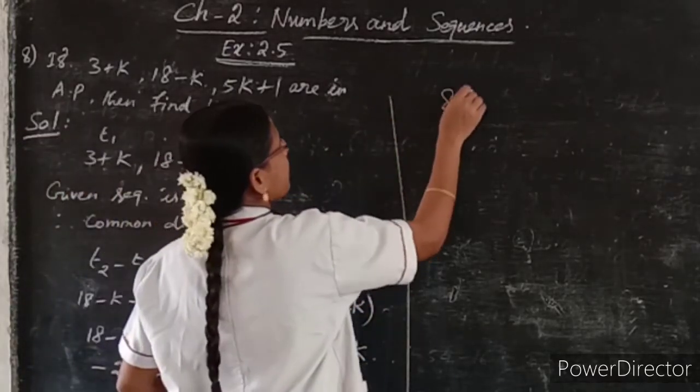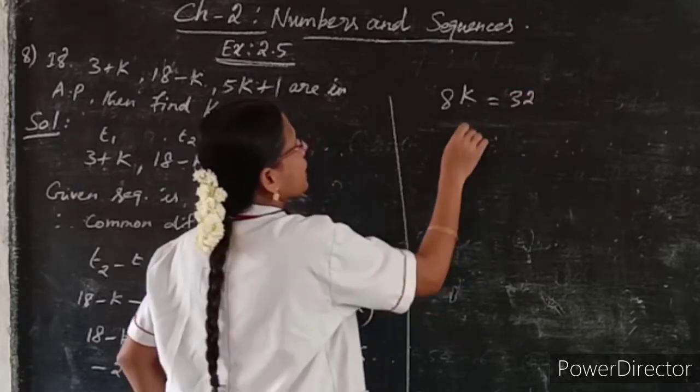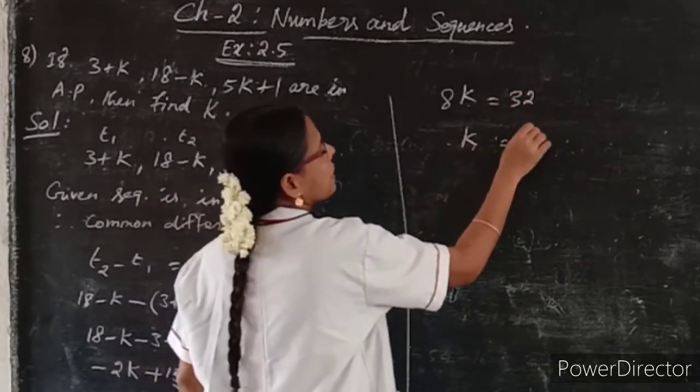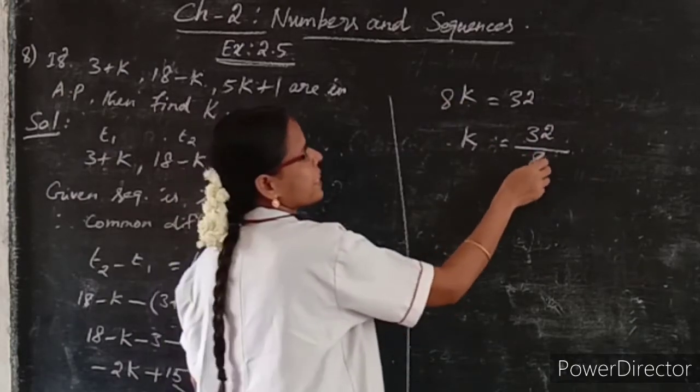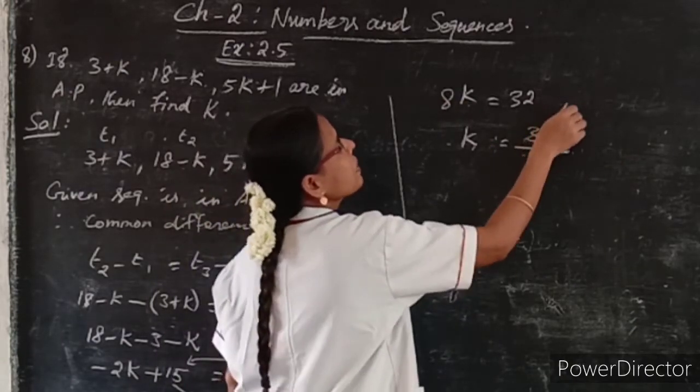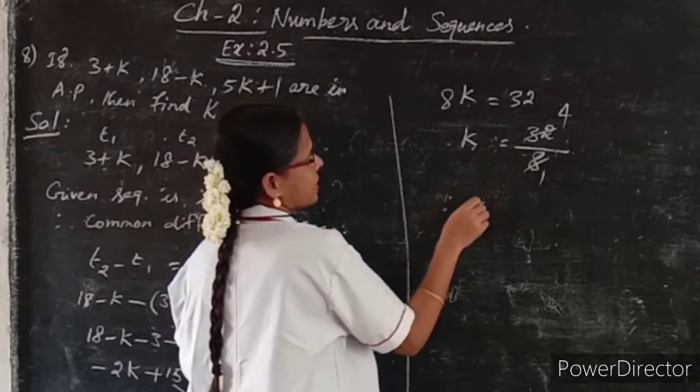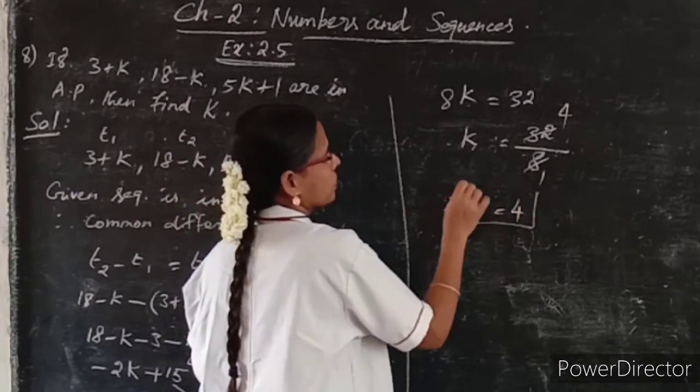So 8k is equal to 32. k is 32 divided by 8. Now cancel by 8 table. 8 ones are 8, 8 fours are 32. Therefore k is equal to 4.